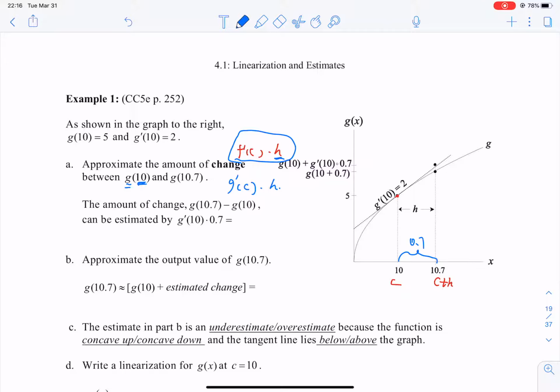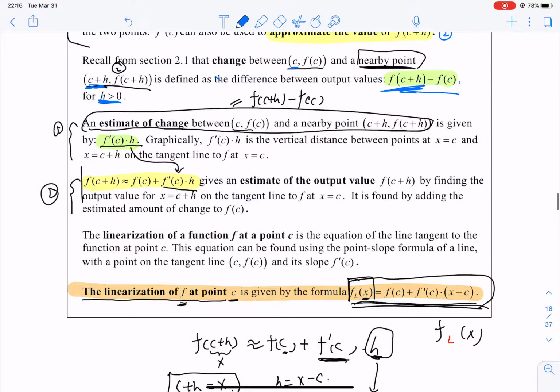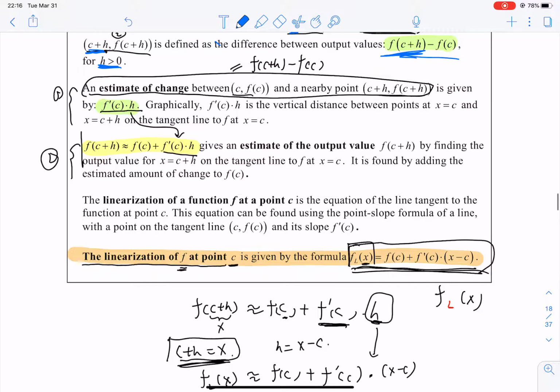And what is g prime of 10? g prime of 10 is right here. It's 2. This is g prime of 10, and then multiplied by 0.7, it's just 1.4. And this is the first question, the estimate of change. And the second question, the estimate of the output value, we have to use f of c.